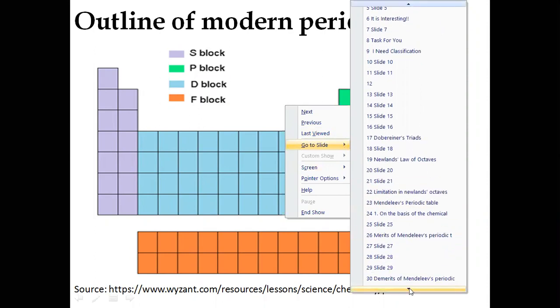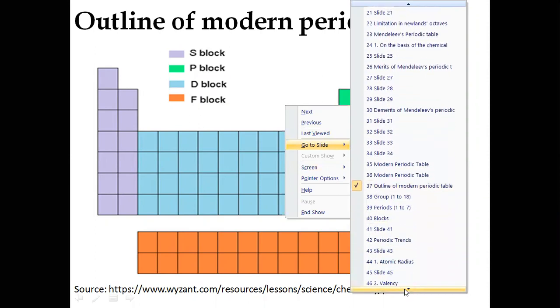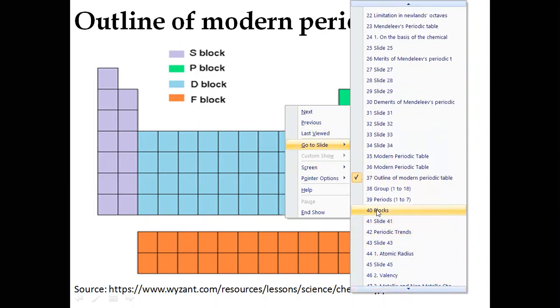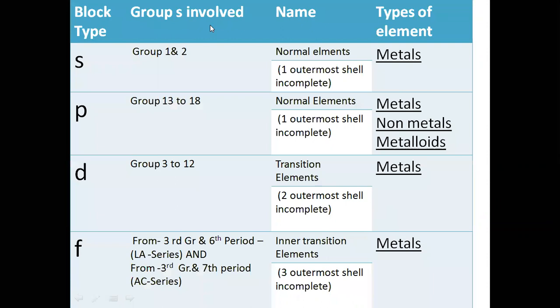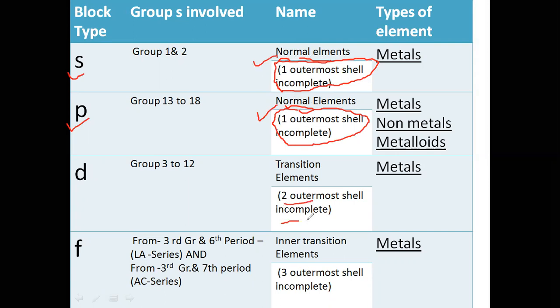So let's begin with the meaning of these. Here, see at the third column, group number 1, that is S and P block elements, are considered as normal elements. Why? Let's see the meaning. If one outermost shell is incomplete, you call them normal elements. If two outermost shells are incomplete, you call them transition elements. And if three outermost shells are incomplete, you call them inner transition.